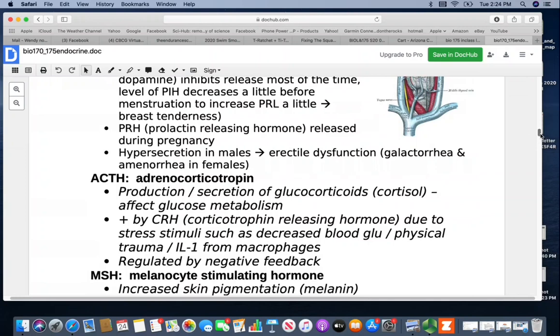ACTH, adrenocorticotropin, is going to lead to the production and secretion of the glucocorticoids. The primary one is cortisol, which also affects glucose metabolism. So it's stimulated by corticotropin releasing hormone due to physical stresses. That can be decreased blood glucose, physical trauma, or IL-1 from the macrophages, which can all lead to it. And it's going to be regulated by negative feedback.